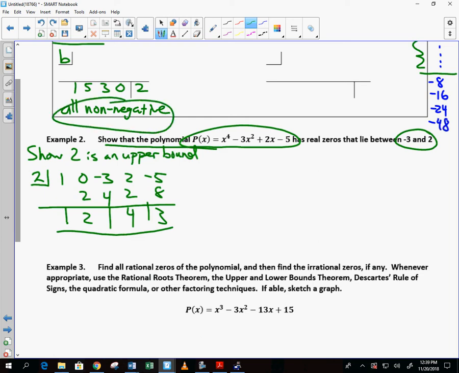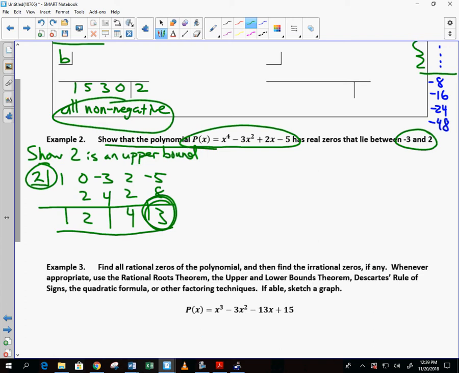They're all not negative, right? Therefore, we shouldn't guess any values bigger than 2. No values bigger than 2 would work, guaranteed. It tells us that 2 is the biggest solution that could work. Now, is 2 a solution? No. Got a remainder. But we shouldn't guess 3, 4, 5, or 6. None of them would work.